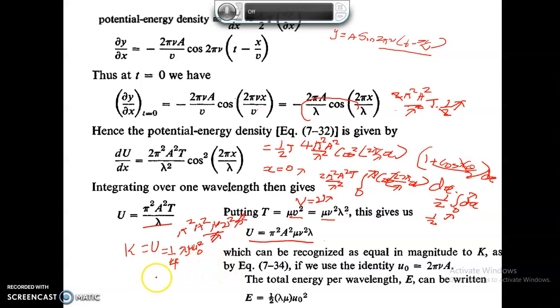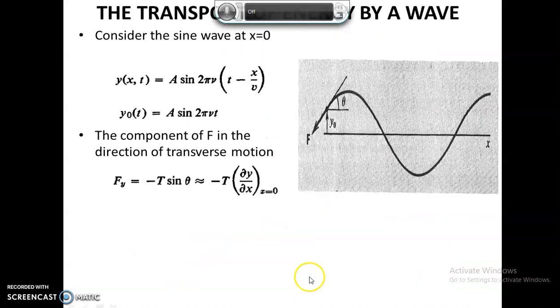Then the total energy E will be the sum of the kinetic energy and potential energy, K plus U, that is 1 by 4 lambda mu U0 square plus 1 by 4 lambda mu U0 square, that is twice of this quantity. 2 and 4 make it 1 by 2 lambda mu U0 square. Thus we conclude that the total energy E is equal to half lambda mu U0 square. So lambda and mu have their usual meaning, and U0 is the maximum velocity of the wave.